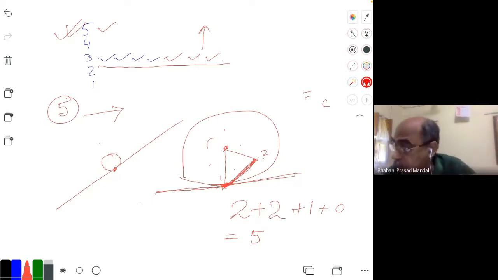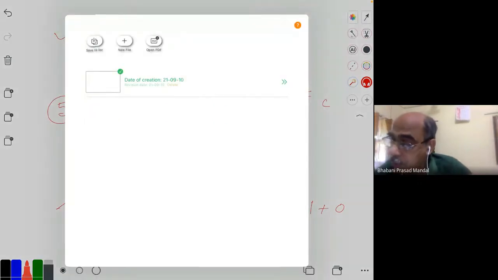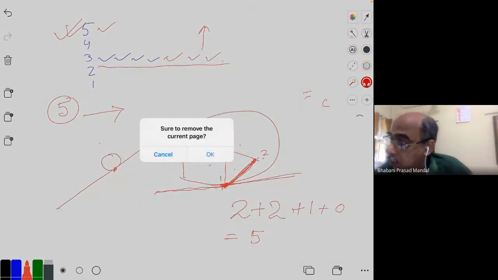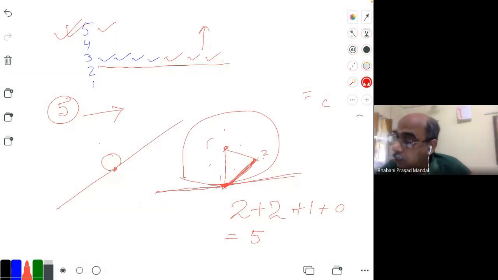Okay, so let me go to the next page. How, or maybe I can go to the next, to remove this page. Okay.